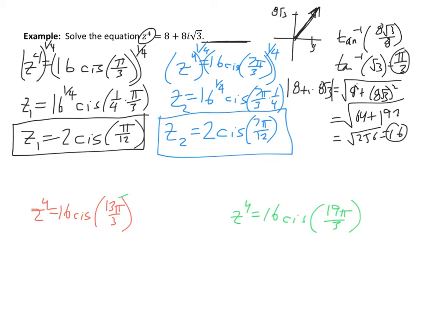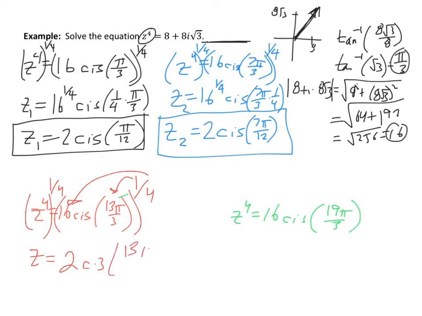Just take care not to make any mistakes. I'm going to raise both sides of this to the 1/4 power. When I do that, I'll get z equals, we know what's going to happen here. This is going to come down and give me 2 here, cis 13 pi over 12. So there was z3.